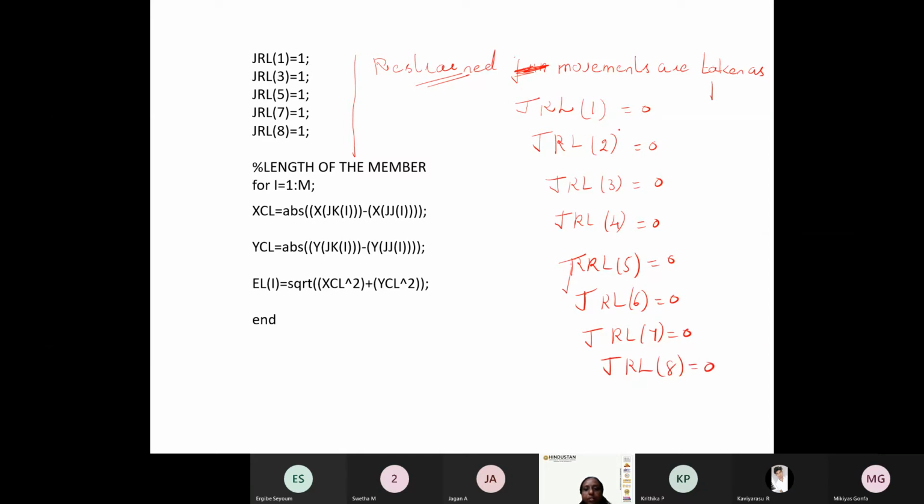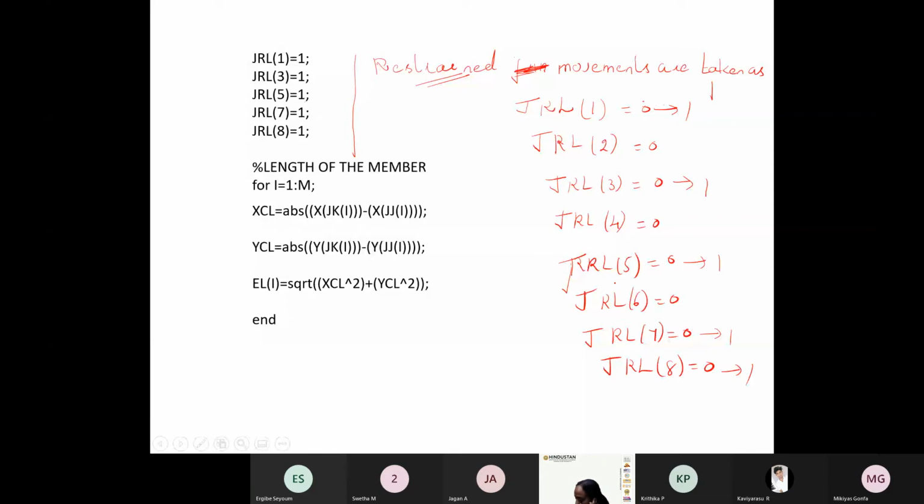Now what will happen to the program is, now I have given some other instructions. So automatically the computer will change JRL of 1 is equal to 1. Initially we have initialized everything as 0. That's why I call it the initialization of the program. So now I have taken JRL of 1 is equal to 1, so the computer will change this to 1. Whatever we are giving in the further steps, it will take as a new step. Then 3 also it will take as 1, 5 also 1, 7 also 1, and 8 also 1. So restrained things, it will take as 1.